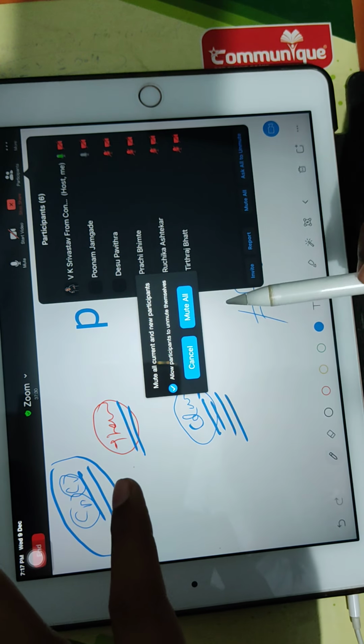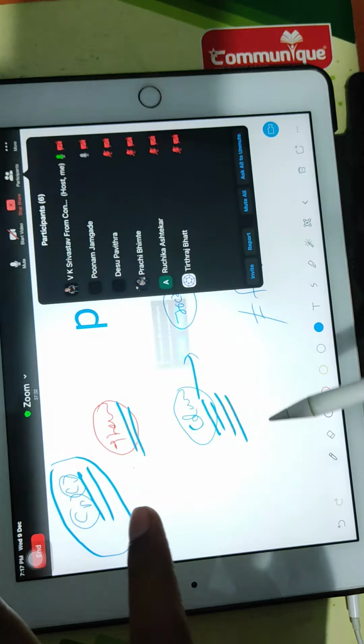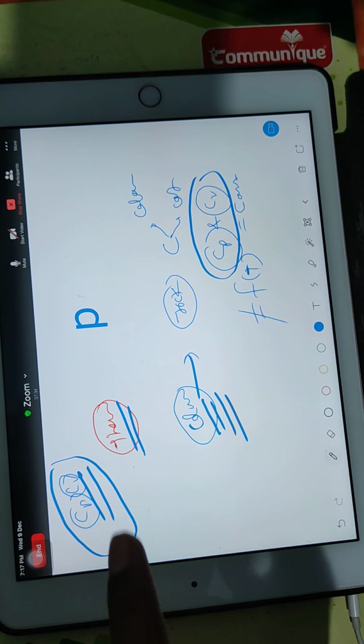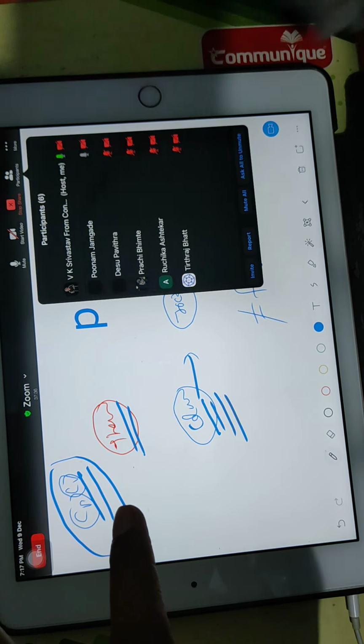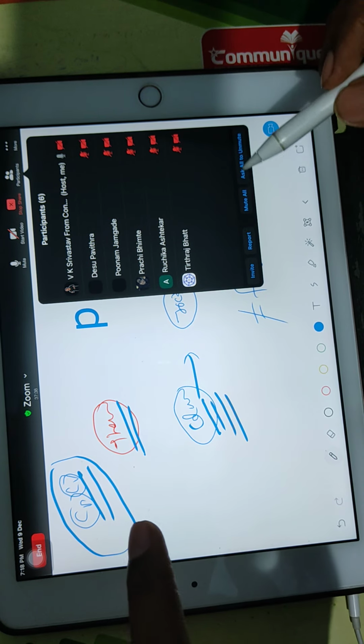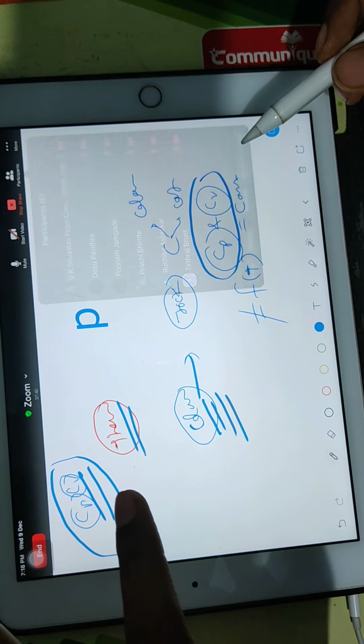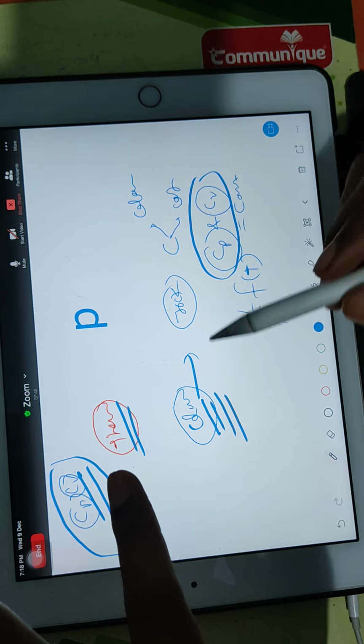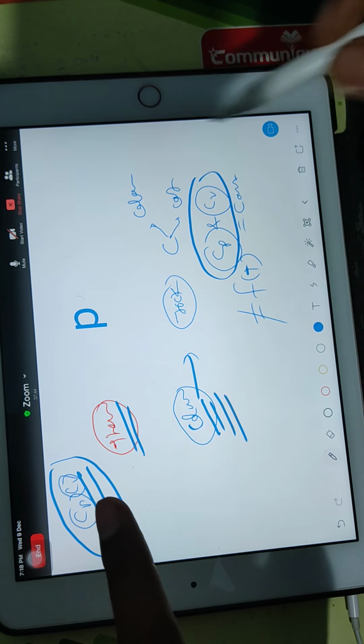Someone is unmuted, let me mute. Okay, but still someone is unmuted. I think Poonam is unmuted. Okay, fine. Okay, but if we are going to, where was I?